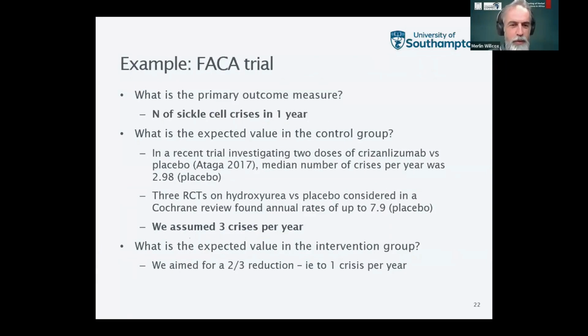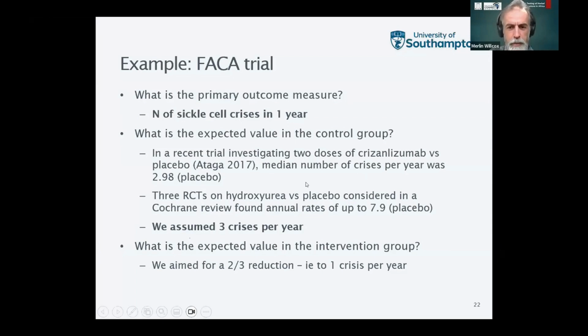So the example of the FACA trial, the primary outcome measure is the number of sickle cell crises in 1 year. The expected value in the control group, we looked at the literature and we found a recent trial which was looking at another treatment versus placebo, and we were interested in the placebo group.